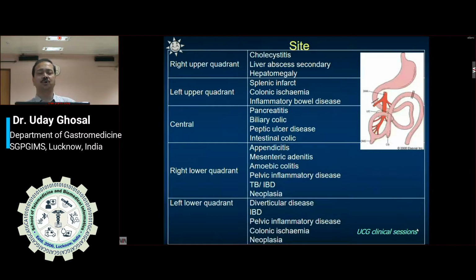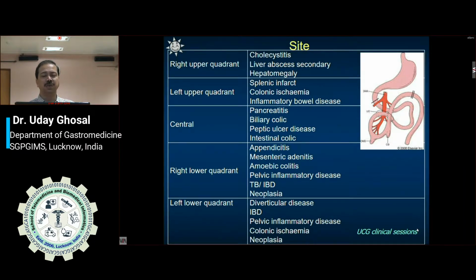Now location is important. For example, right upper quadrant pain can be due to cholecystitis. But if you read Schwartz, you will find 50% have pain in the right upper quadrant in cholecystitis, around 20 or 25% have pain in the epigastrium, and 5 to 10% may have pain in the left upper quadrant. Liver abscess and hepatomegaly are also causes of right upper quadrant pain.